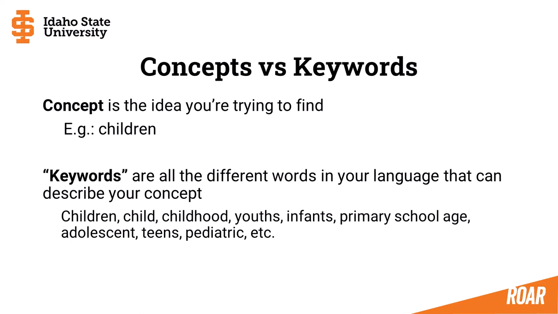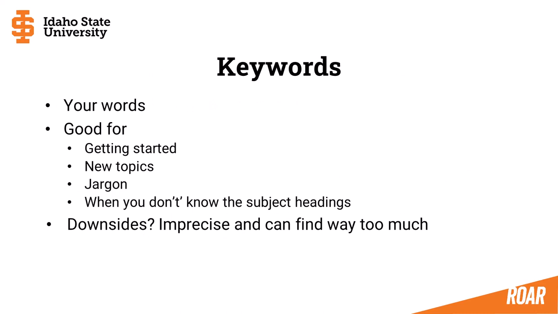If concepts are the ideas in your search, then keywords are the different words that might describe your ideas. For example, if I'm researching something related to children, then there are a lot of different words that could possibly describe my population. The idea of keywords shouldn't really be new at all. This is how you search already. The basic idea is that you're searching on the main concepts of your topic in your own words. This is always where I start my search, is with words that are coming out of my own mind. It's also what I use if the term covers a new topic or is sort of jargony, and we'll get back to subject headings later.